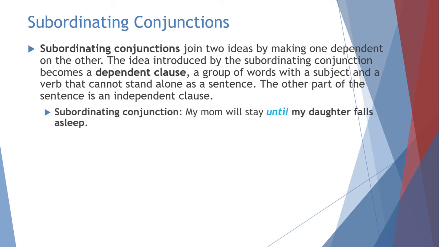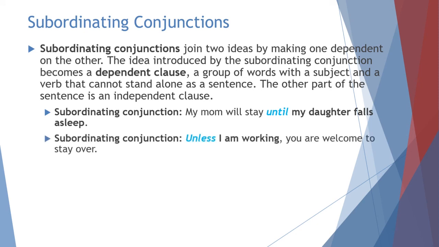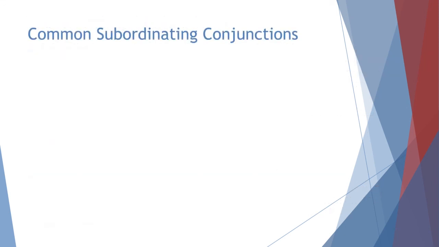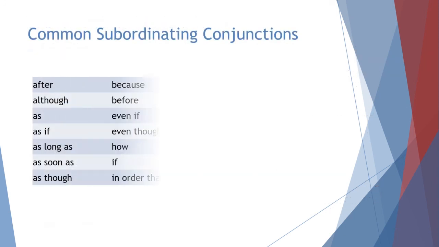Subordinating conjunctions in use. My mom will stay until my daughter falls asleep. Unless I am working, you are welcome to stay over. In the first example, the subordinating conjunction until creates a dependent clause at the end of the sentence. In the second example, the structure is reversed, with the subordinating conjunction unless hooking the dependent clause to the independent clause at the beginning of the sentence. Here are some common subordinating conjunctions.